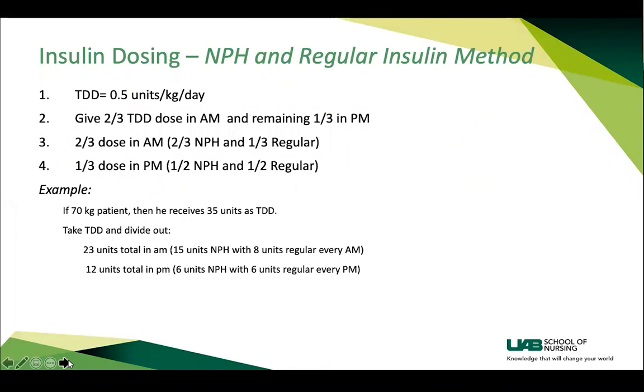So look at our example here. We have a 70-kilogram patient, and he receives 35 units as his total daily dose. And we divide the total daily dose out, where 2/3 goes to the morning and 1/3 goes to the evening meal. That gives us 23 units total in the morning and then 12 units in the afternoon.